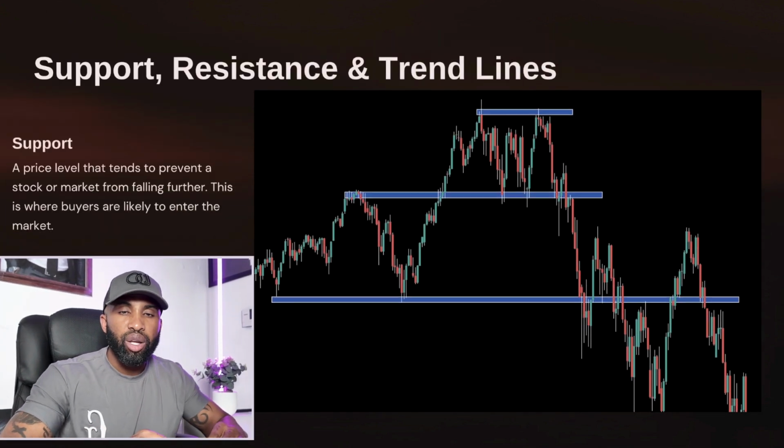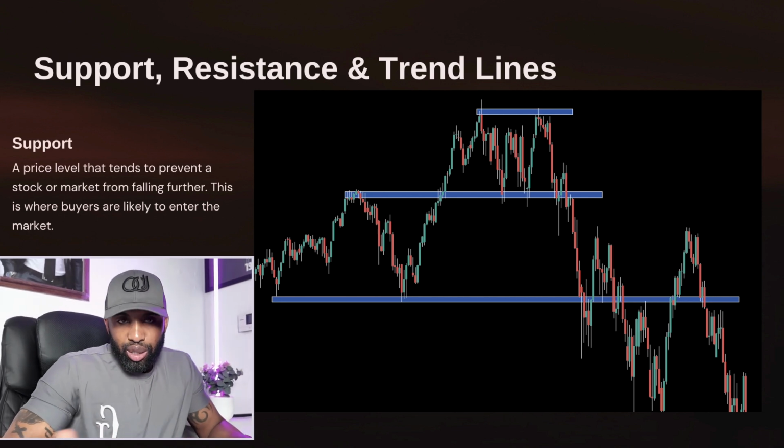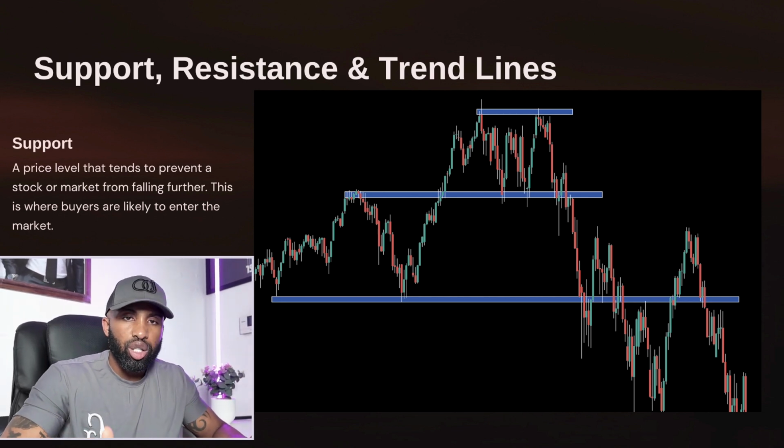Anyway, during any trend, we trade using support, resistance, and trend lines.